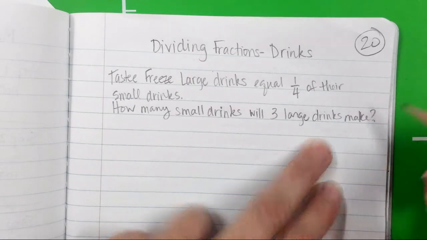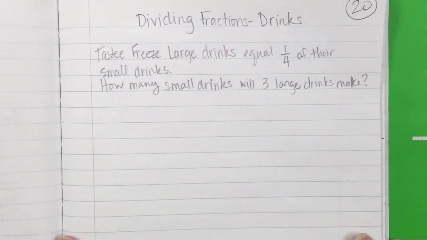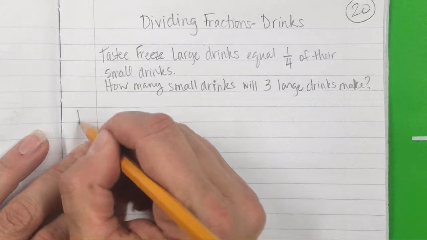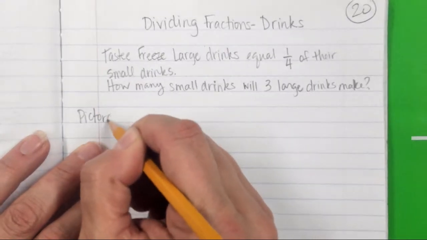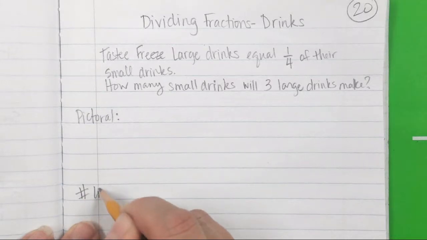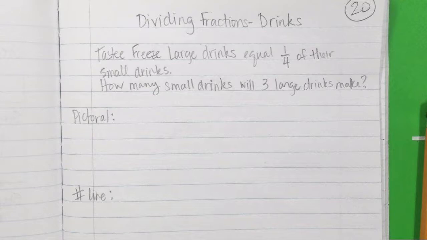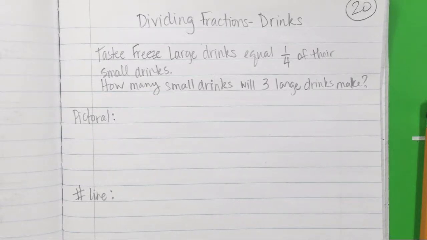Okay, so I'm going to give you a minute to write that down. And then we're going to do a pictorial version, and we are going to do the number line version. All right? Pictorial version and the number line. I'm going to give you a minute to write. If you need more time after my minute, the sub will pause it for you.